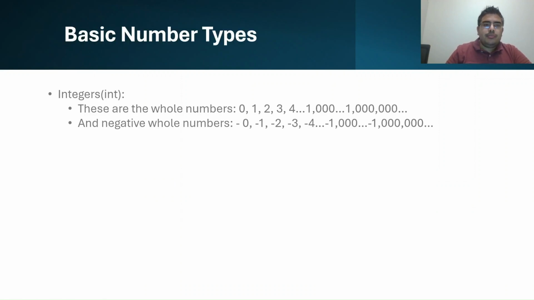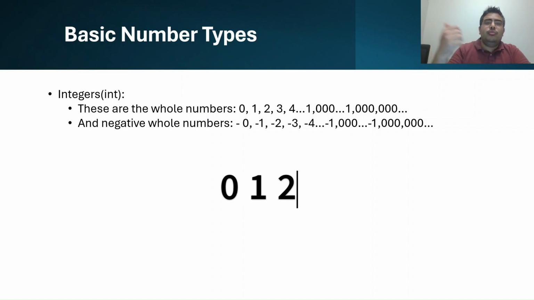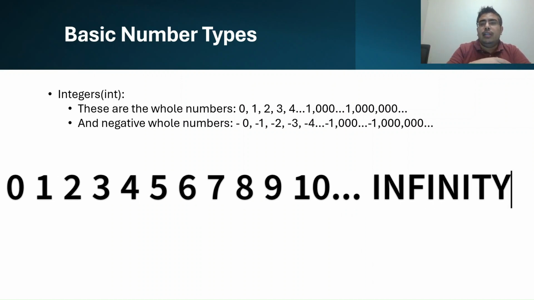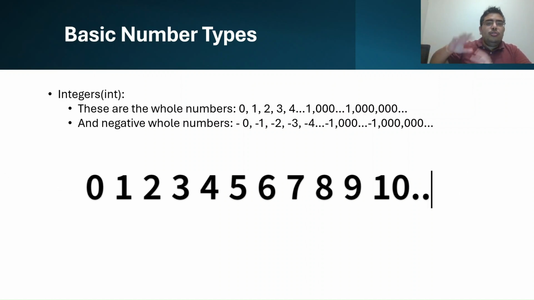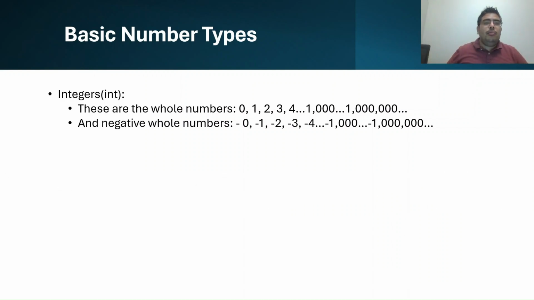Basic number types. First number type we're going to cover is integers. It's the simplest number. It's the whole numbers, 0, 1, 2. That's also the first set of numbers you learned about, 0, 1, 2, 3, 4, 5, 6, 7, 8, 9, 10, all the way to infinity. All of those whole numbers are comprised of integers, including the negative numbers, negative 0, that doesn't make sense, but it is what it is.